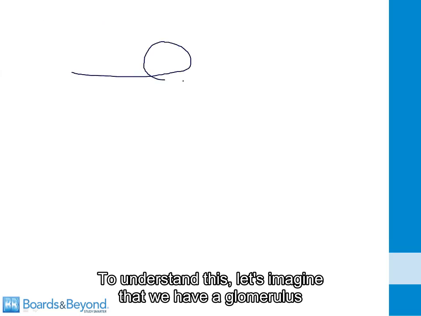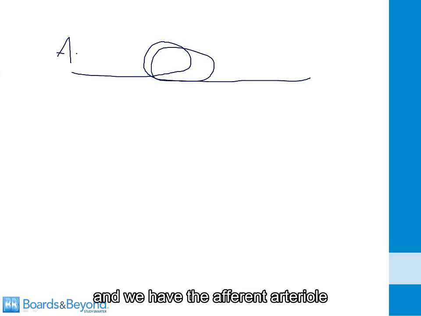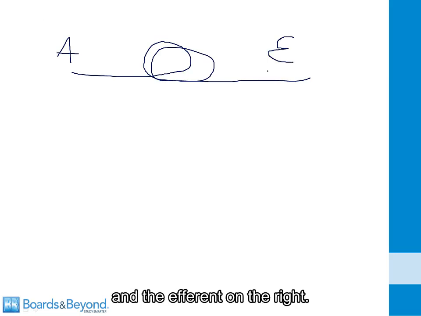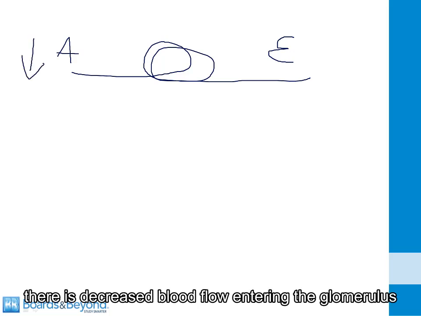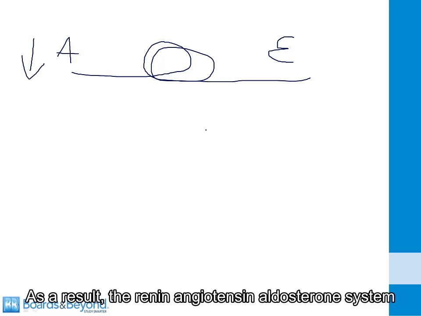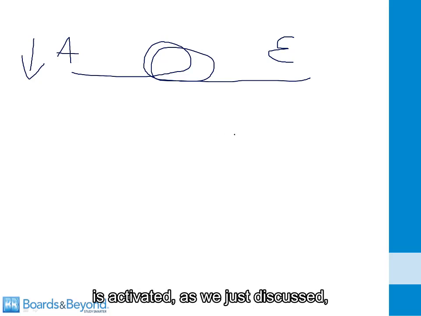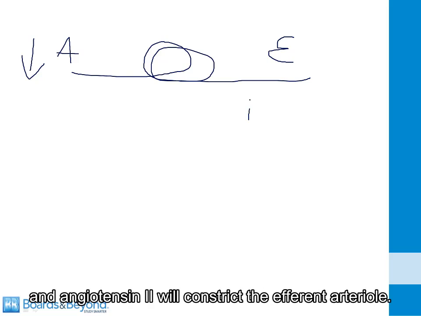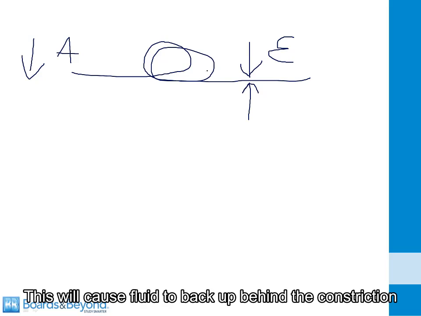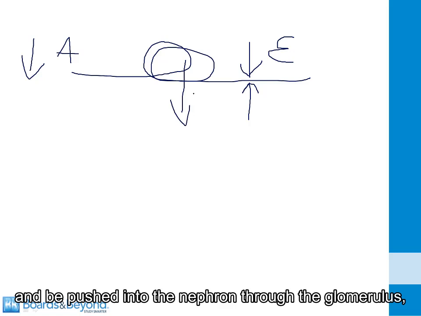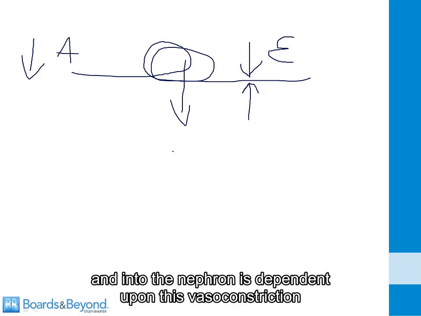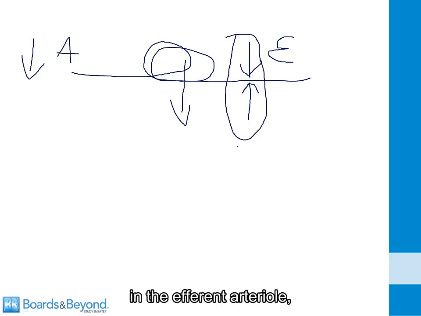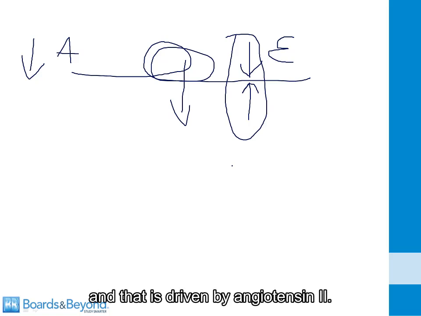To understand this, let's imagine that we have a glomerulus and we have the afferent arteriole on the left side of the screen and the efferent on the right. In the setting of renal artery stenosis, there is decreased blood flow entering the glomerulus via the afferent arteriole. As a result, the renin-angiotensin-aldosterone system is activated, as we just discussed, and angiotensin II will constrict the efferent arteriole. This will cause fluid to back up behind the constriction and be pushed into the nephron through the glomerulus. In other words, the flow across the glomerular membrane and into the nephron is dependent upon this vasoconstriction in the efferent arteriole, and that is driven by angiotensin II.